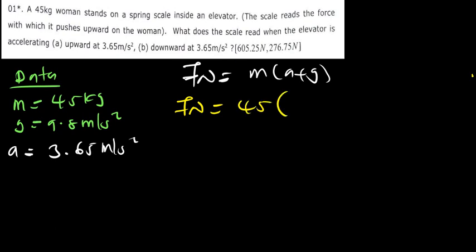The acceleration now. It was going upward. Do we expect our acceleration to be negative or positive? When it's going up, the acceleration is positive. So I'll put 3.65. Okay, thank you. So I want you to do 3.65 plus 9.8. The answer you're going to find, do times 45. What will be the answer?